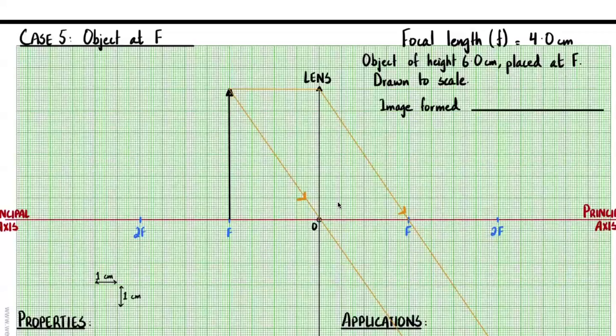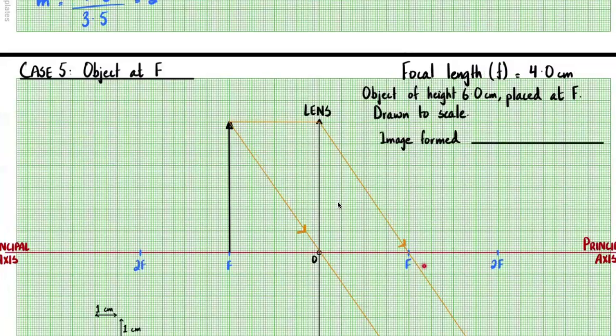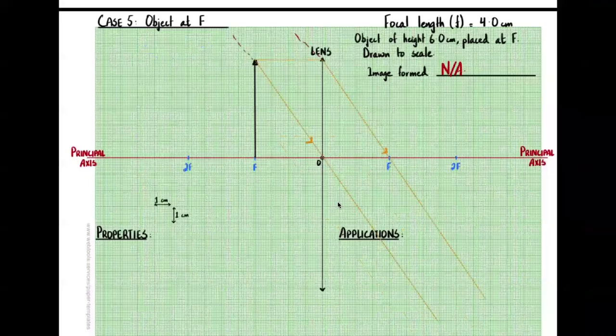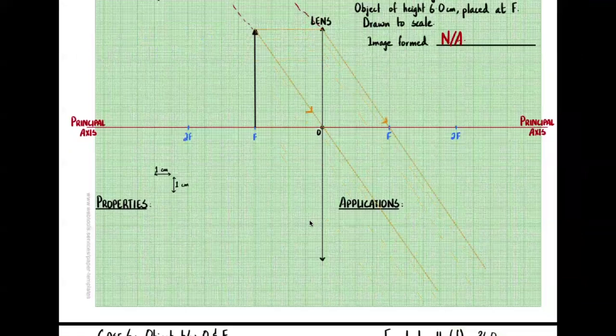In such a case, it's my responsibility to check if it's not intersecting here. So if it's not a real image, maybe it may intersect back here. Maybe it's a virtual image. But the idea is that even if I take these rays back here, like this, because they were parallel in front of the lens, they'd also be parallel behind, so they won't intersect. So there is no image formed in this case. As such, there are no properties or applications either. All right.